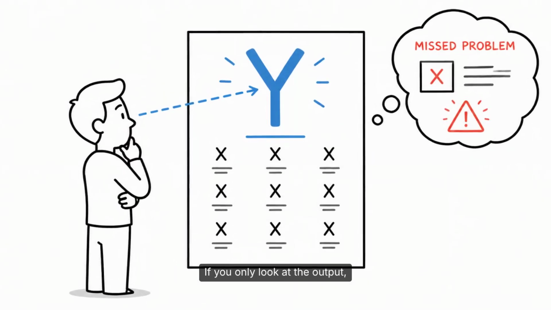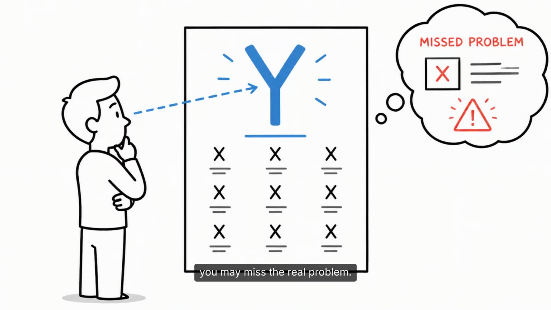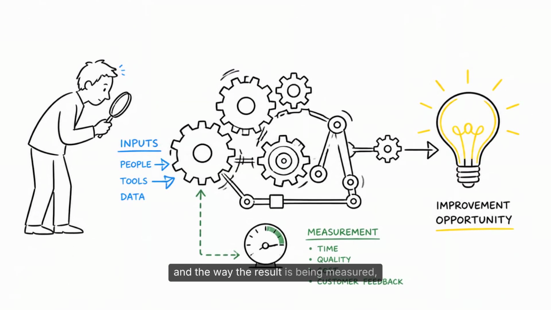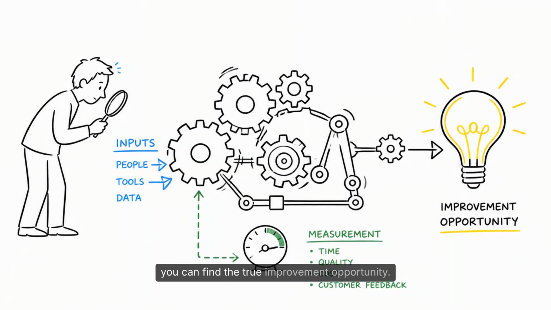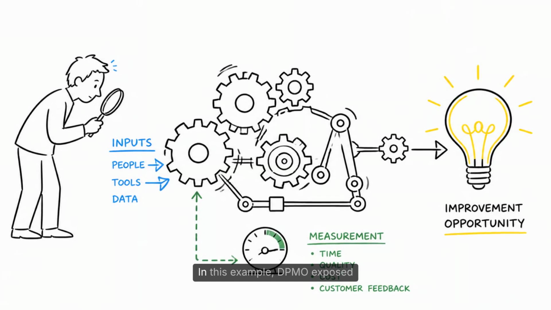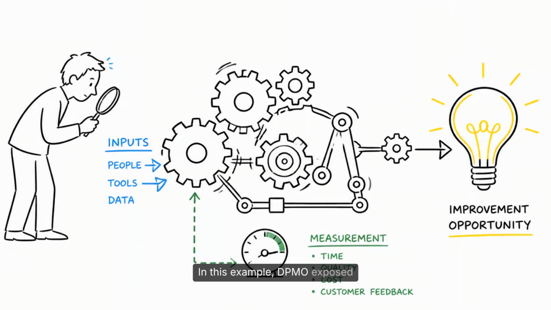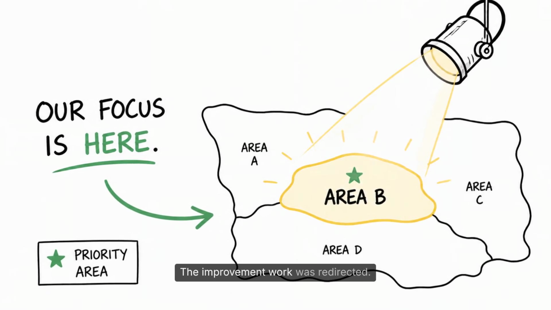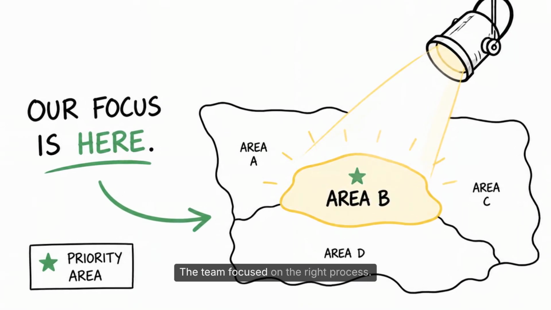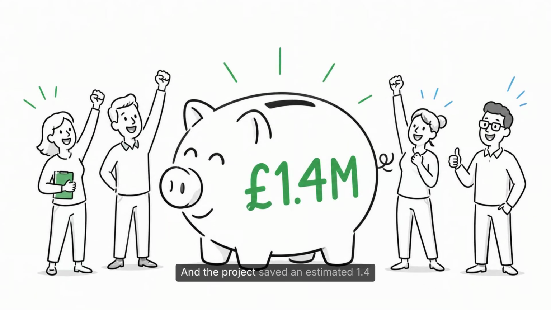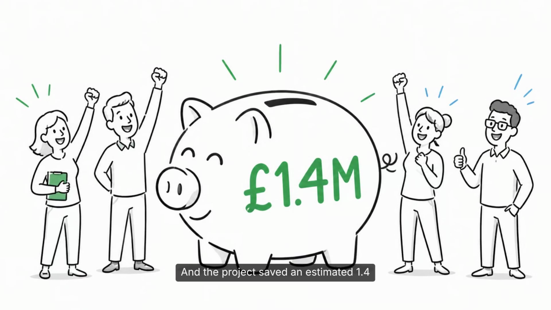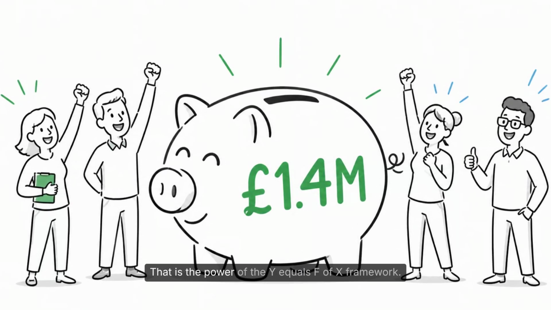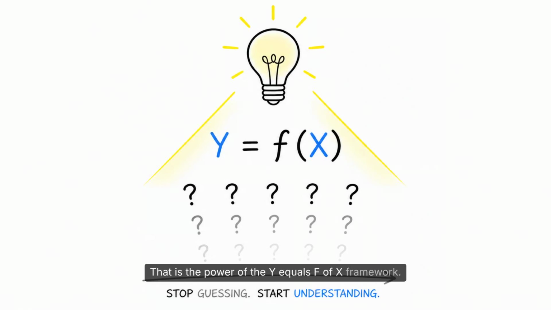If you only look at the output, you may miss the real problem. But if you understand the inputs, the opportunities, and the way the result is being measured, you can find the true improvement opportunity. In this example, DPMO exposed Area B as the genuine priority. The improvement work was redirected. The team focused on the right process. And the project saved an estimated 1.4 million pounds of rework in the first year. That is the power of the Y = f(x) framework.